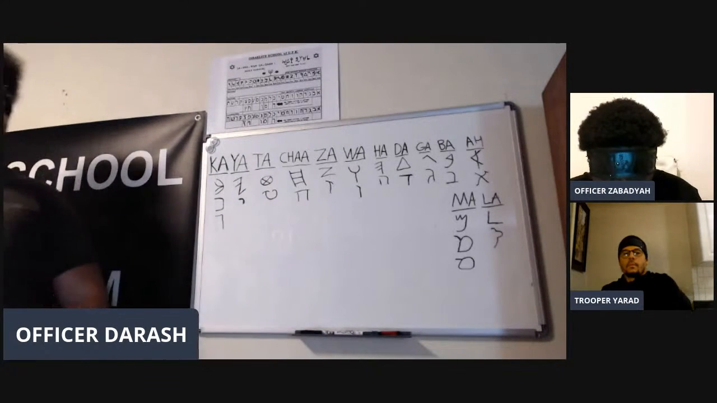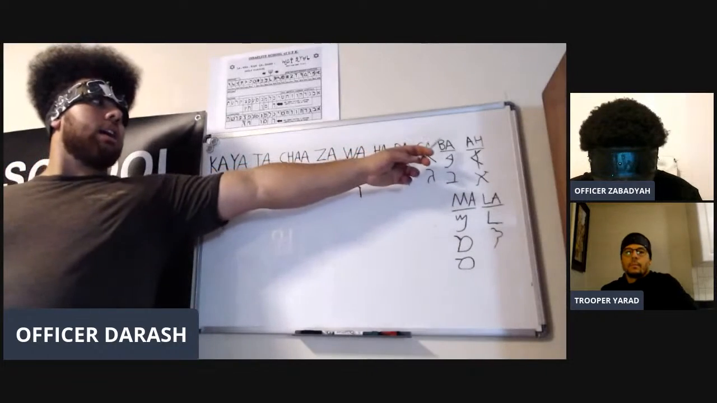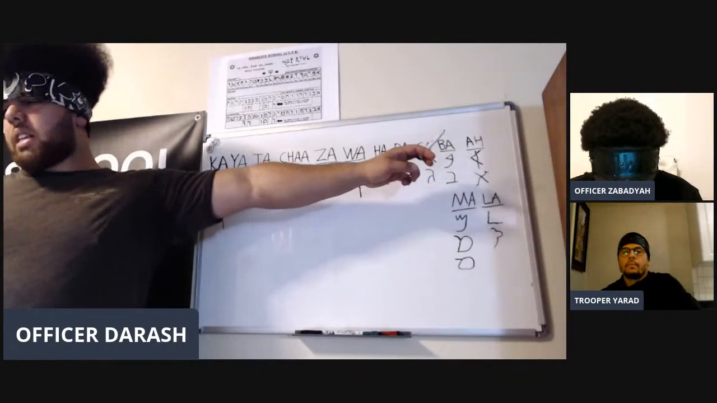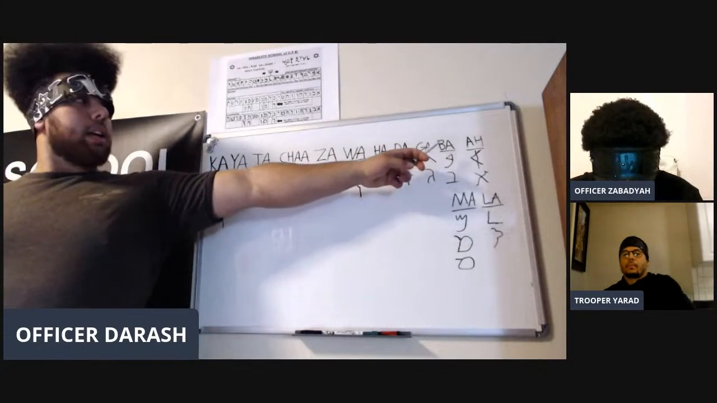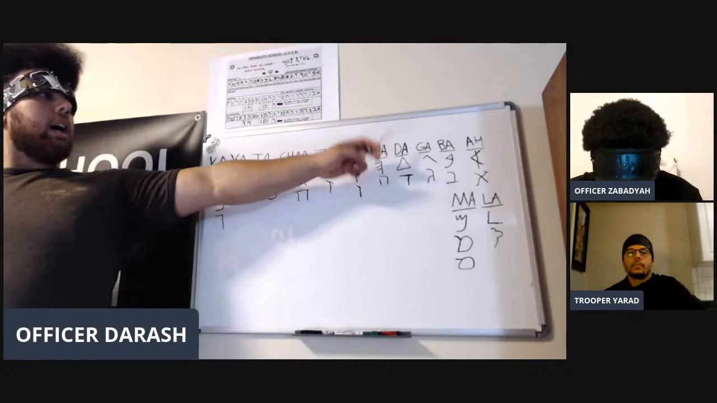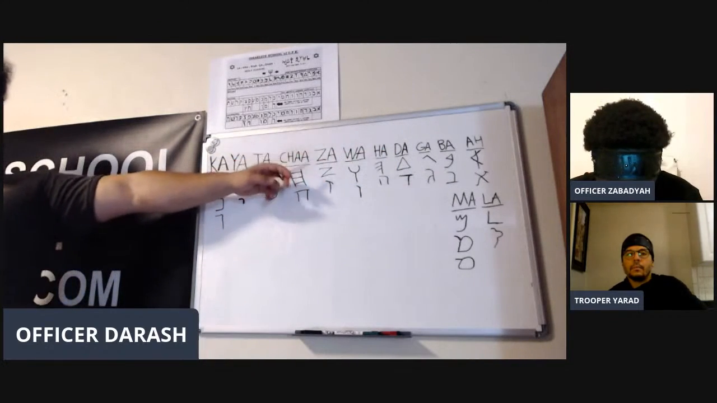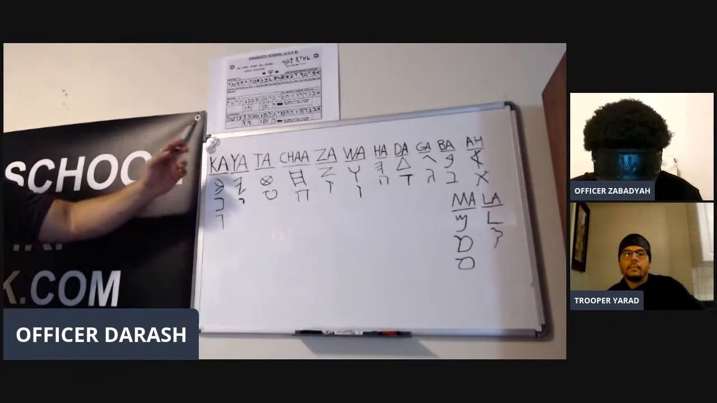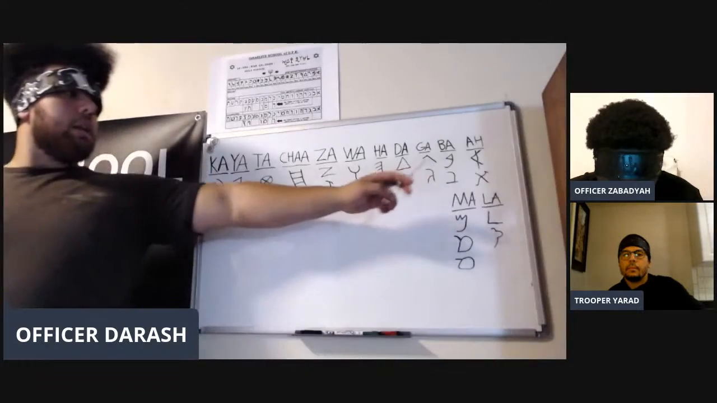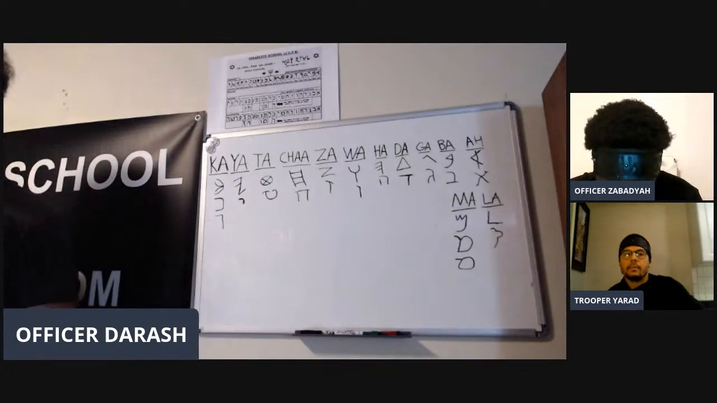So what we have here is the sound at the top. The very top is the sound that the character makes. A, ba, ga, da, ha, wa, za, ka, ta, ya, ka, la, and ma. We're moving on. That's the sound.